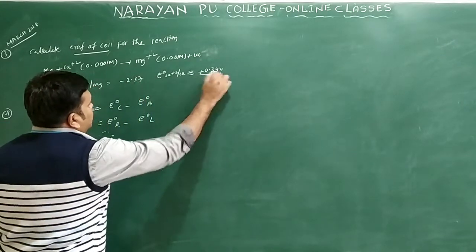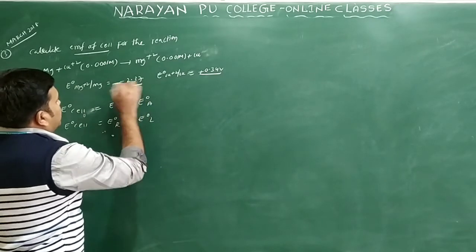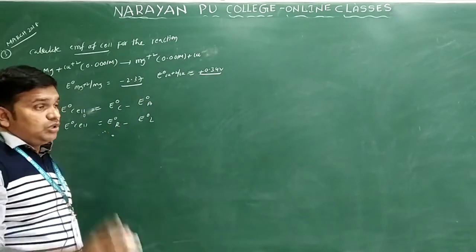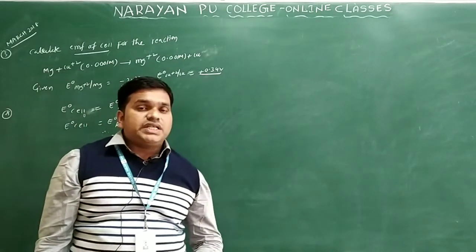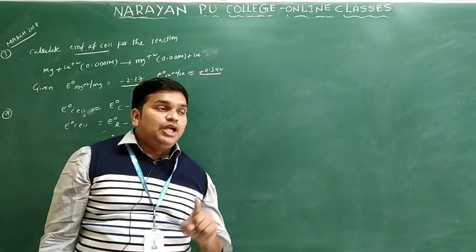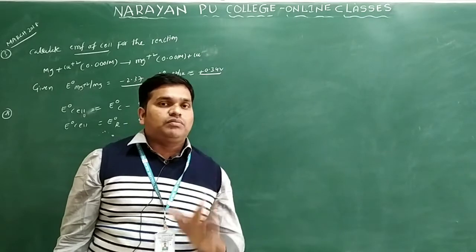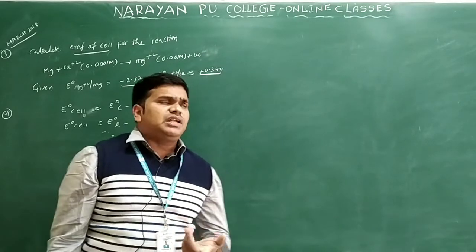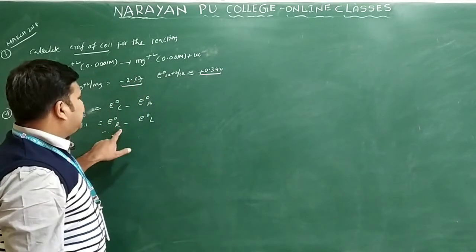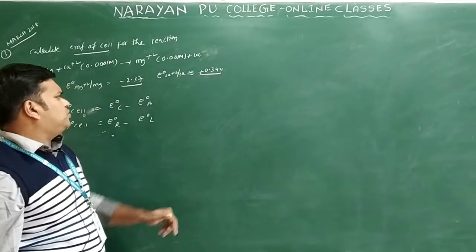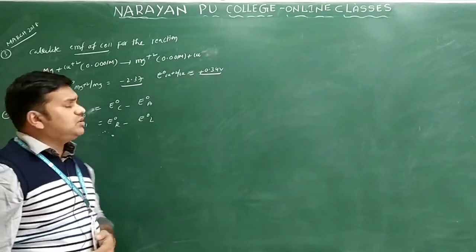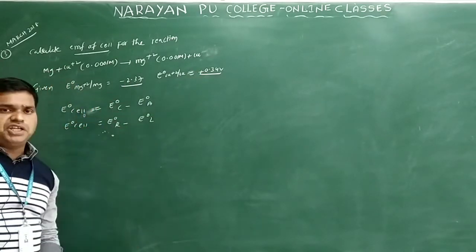This is plus 0.34, this is minus 2.37 only. I already told you, the largest value is always taken as the cathode, and the smallest value is taken as the anode. Keep that point in your mind if you are getting confusion. Otherwise you can apply: reduction takes place at Cu plus 2 to Cu, that value is 0.34. Then you can take the magnesium value.